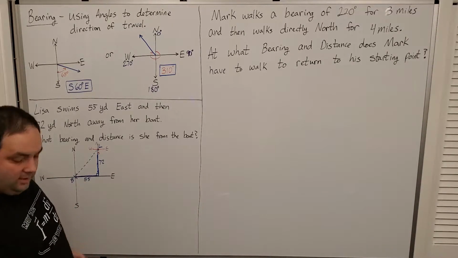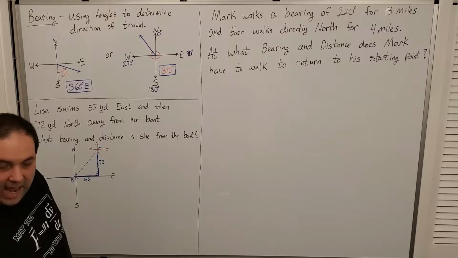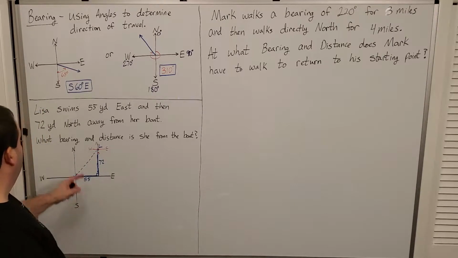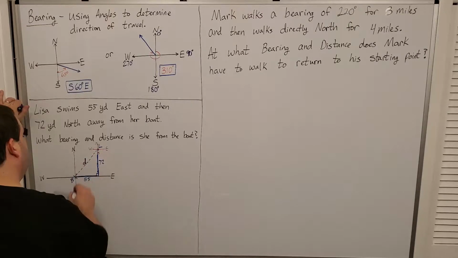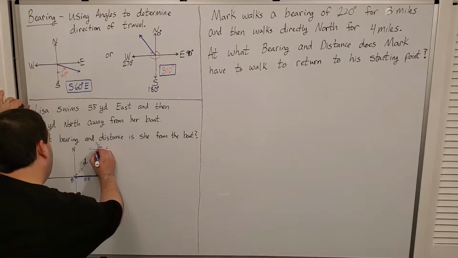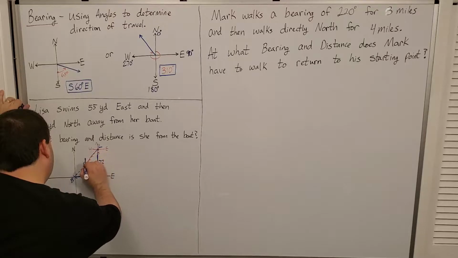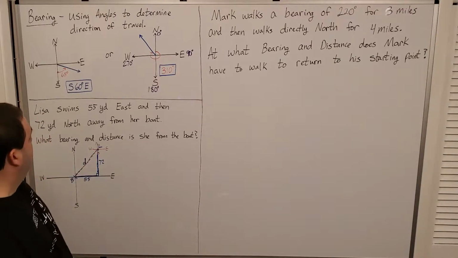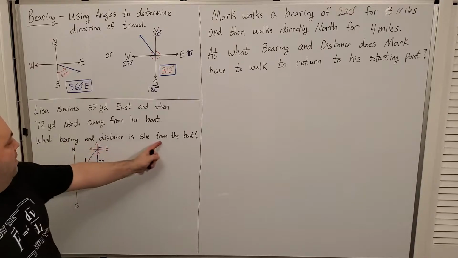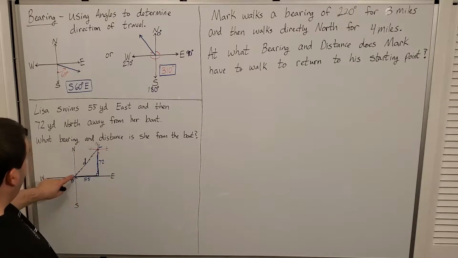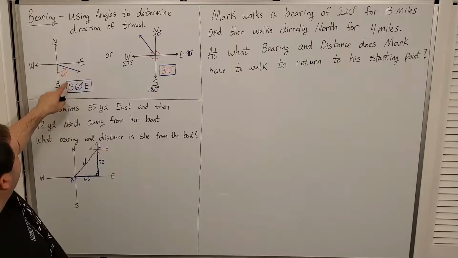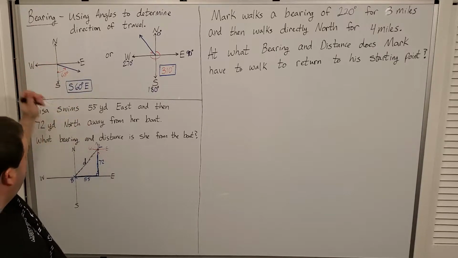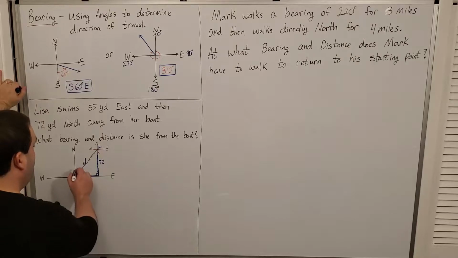Okay? So let's decide here, what is it exactly that I need to find? Well, distance, that means I need to find this distance right here, this D, the length of this line right here. And also the bearing from the boat. Well, the boat is right here, and I'm going to use this kind of bearing, the north or south and then correct east or west. That means that I'm interested in this angle right here.